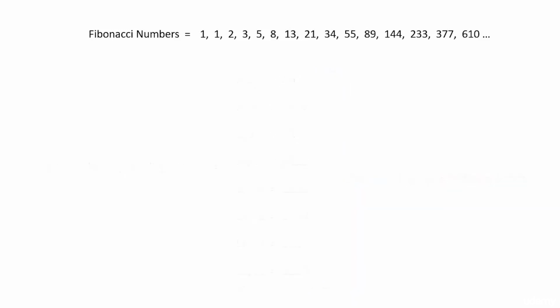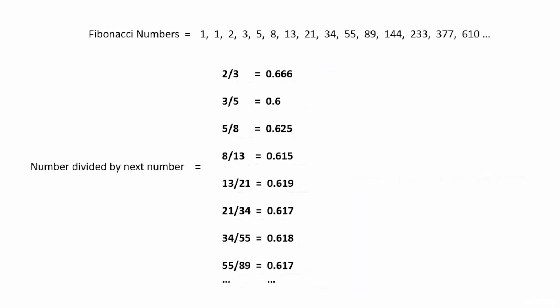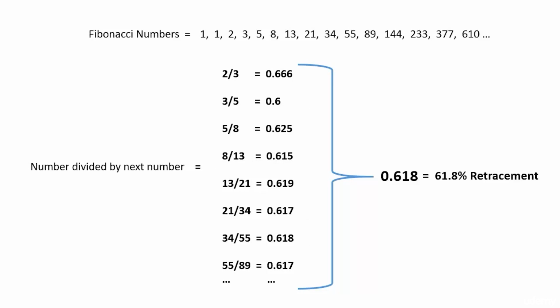Now again, if you take any Fibonacci number other than 1 and divide it by its next Fibonacci number in the sequence, the quotient will be 0.618 or near 0.618. This 0.618 or 61.8% Fibonacci ratio is our third Fibonacci retracement level. That means if you divide a Fibonacci number by its next Fibonacci number, you will have the ratio of 0.618, or the 61.8 Fibonacci retracement level.